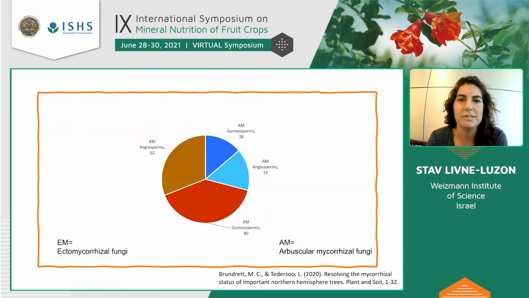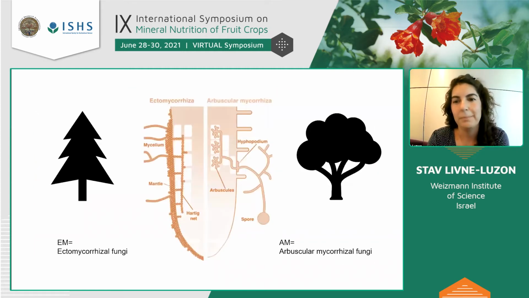So what you see here in the graph is the total tree biomass of the northern hemisphere, divided both by gymnosperms and angiosperms, and divided into these two functional groups, either arbuscular mycorrhizal fungi or ectomycorrhizal fungi. So we can see we have everything everywhere. Arbuscular mycorrhizal fungi penetrate the root cells, while ectomycorrhizal fungi don't penetrate the cells but surround them, forming a type of mantle covering the entire root.